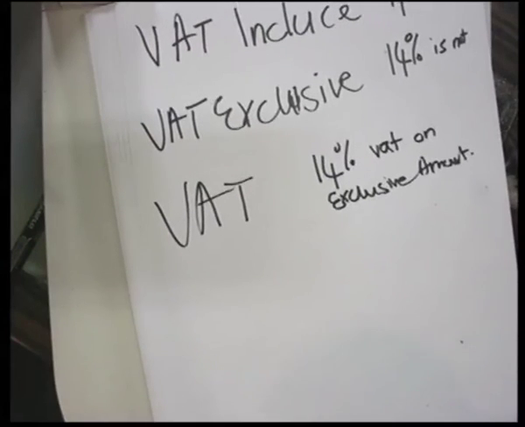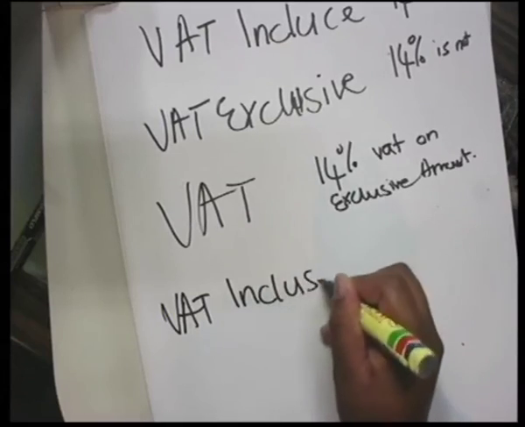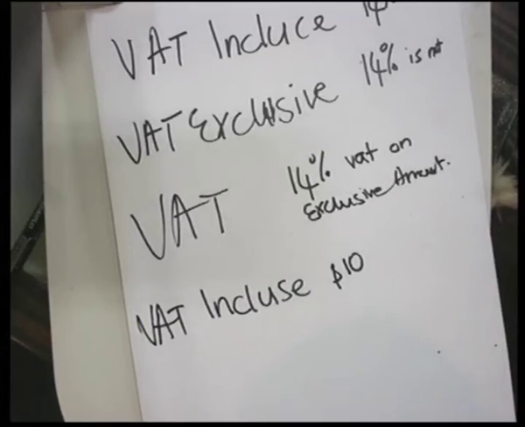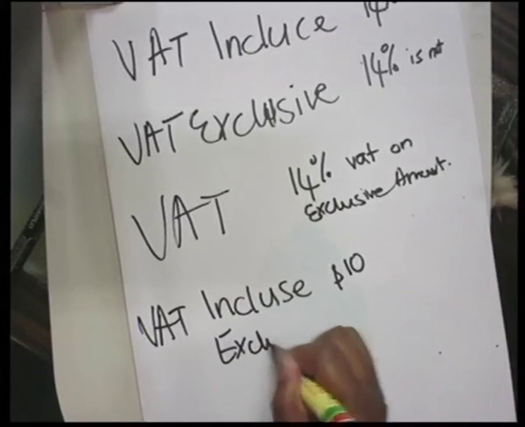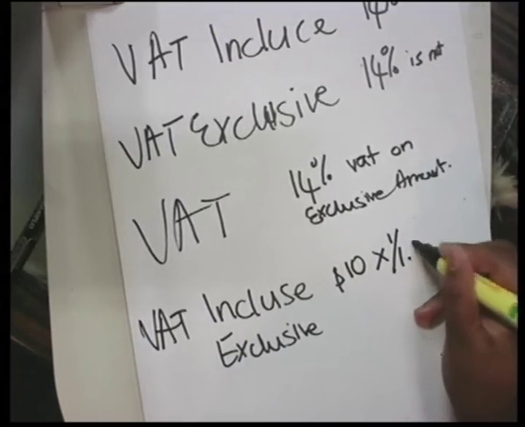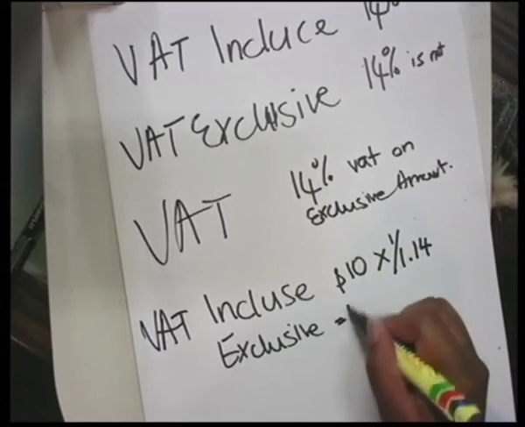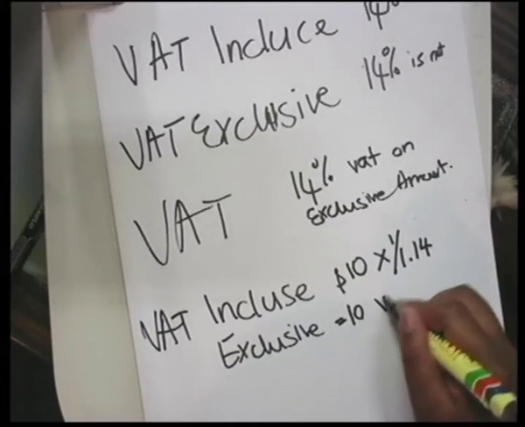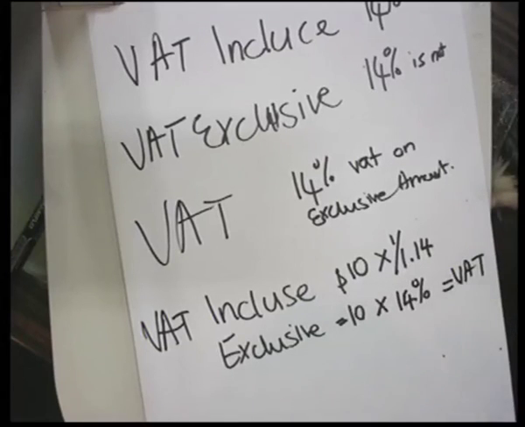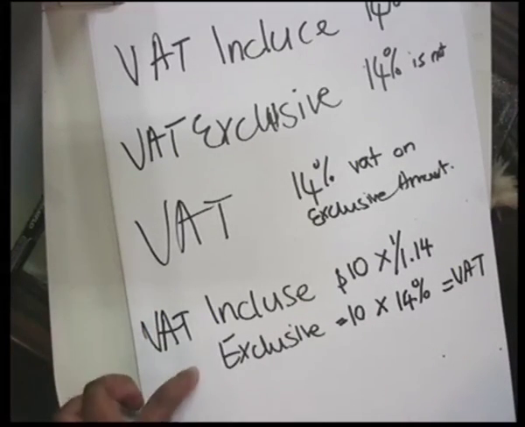Just a tip: if you have the VAT inclusive amount, for example $10, to get the exclusive amount, we will say 10 times 1 divided by 1.14. If you have your exclusive amount, for example $10, you will say that times 14% will give you the VAT amount. So, very important that you take notes of these two calculations.